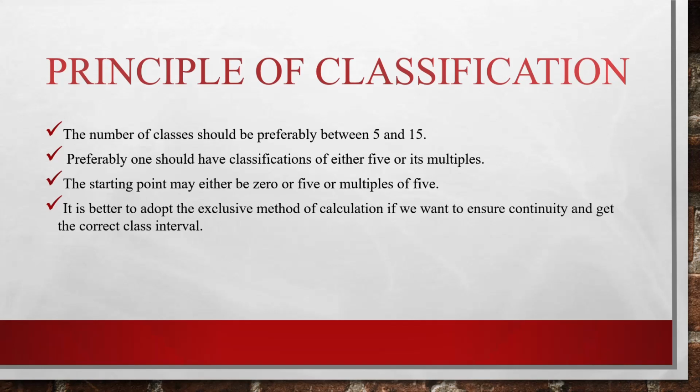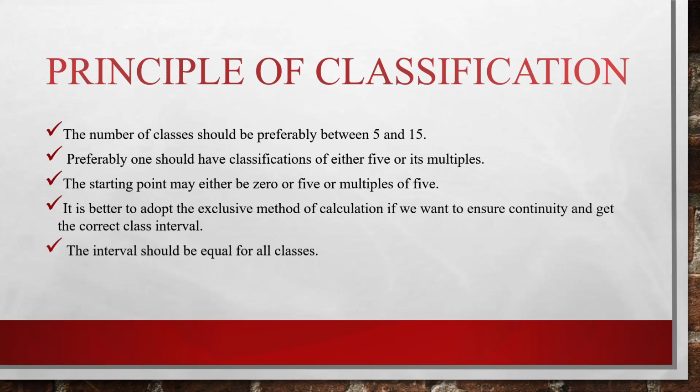That is, first class like 0 to 10,000, next class like 10,000 to 20,000. In that way we can do classifications, or we can use the multiples of 5 also. It is better to adopt exclusive classification. As we discussed earlier, exclusive classification like 10 to 20, 20 to 30, it's better to adopt exclusive classification methods.